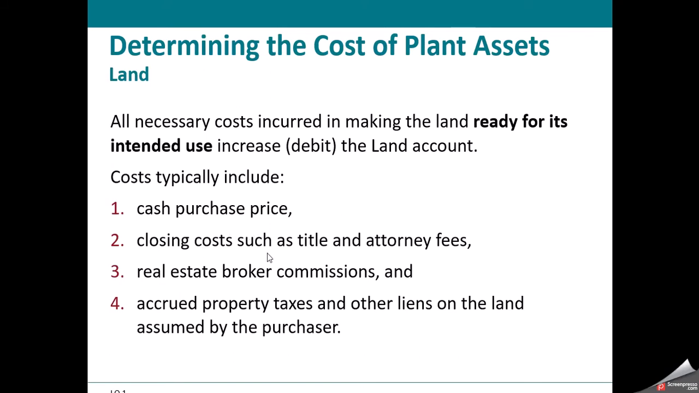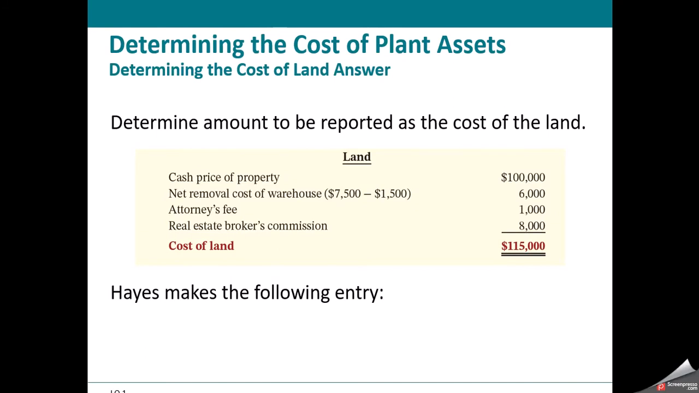If there were closing costs related to attorney fees or title searches, and this is showing us land or real estate. If there were broker commissions that we had to pay, any property taxes or liens that we assumed from the seller, all of those could be included in our land.